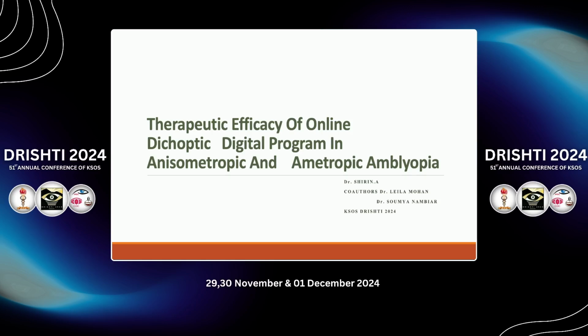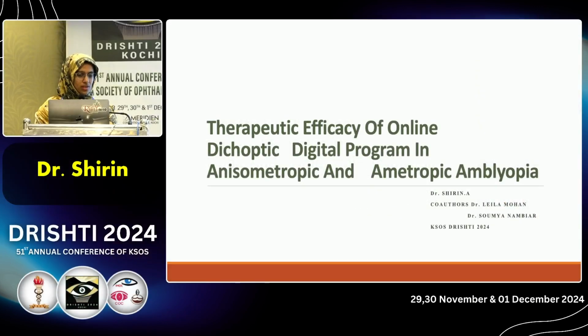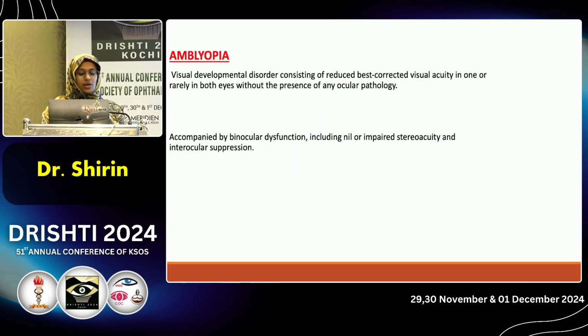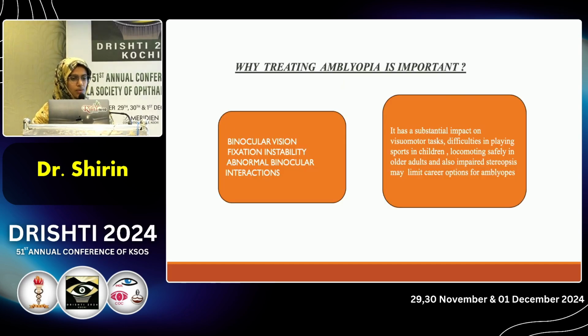Good afternoon. I'm going to discuss the therapeutic efficacy of online dichoptic digital program in anisometropic and emmetropic amblyopia. Amblyopia is a visual developmental disorder consisting of reduced best corrected visual acuity in one or rarely in both eyes without the presence of any ocular pathology. Usually it is accompanied by binocular dysfunction including nil or impaired stereoacuity and interocular suppression.